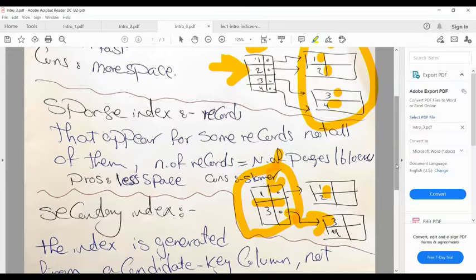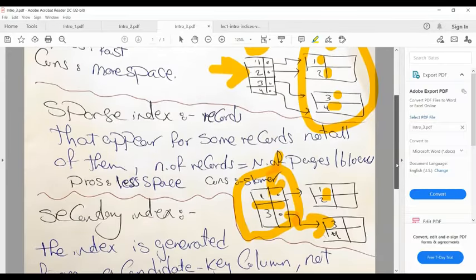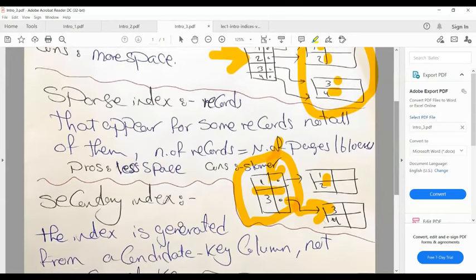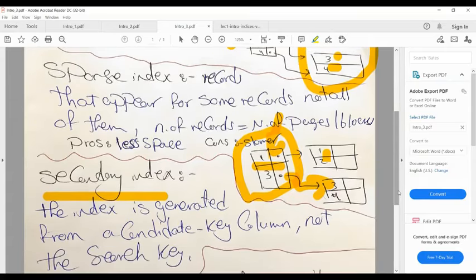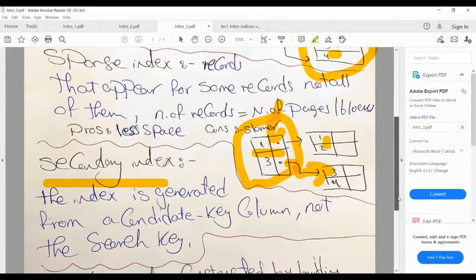Okay, now I have a primary index and I also have something called a secondary index. The primary index, as its name says, uses the primary key. Secondary index is the opposite. It uses the candidate key. It uses any column which doesn't uniquely identify the table. Okay, this is a secondary index. But the index is generated from a candidate key, not the search key.